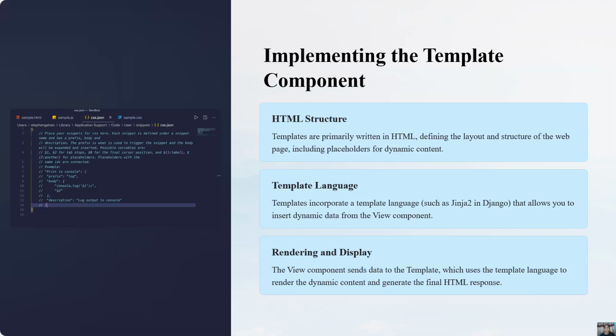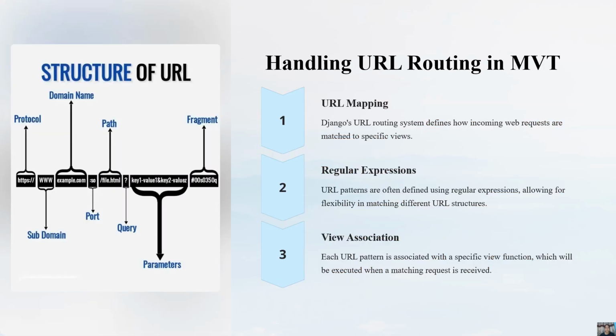Implementing the template component. HTML structures. Templates are primarily written in HTML, defining the layout and structure of the web page, including placeholders for dynamic content. Template language. Templates incorporate a template language such as Jinja 2 and Django that allows you to insert dynamic data from the view component, rendering the display. The view component sends data to the template, which uses the template to render the dynamic content and generate the final HTML response. Handling URL routing in MVT.